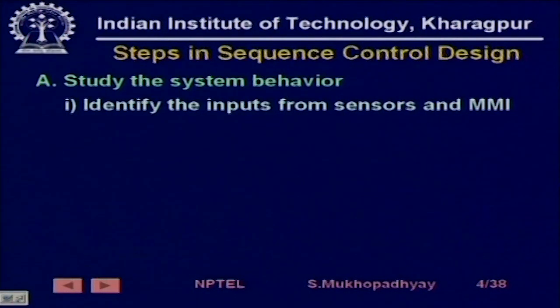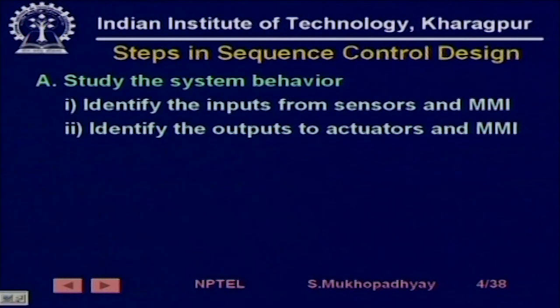So, this is a very important step, and one must first of all identify inputs to the system, that is, the programmable controller program: what inputs it will take. Inputs can come either from sensors in the field or from the operator interface, which I call the MMI or the man-machine interface. So, somebody presses a push button, that's an operator input. On the other hand, if some limit switch is made, that is a sensor input.